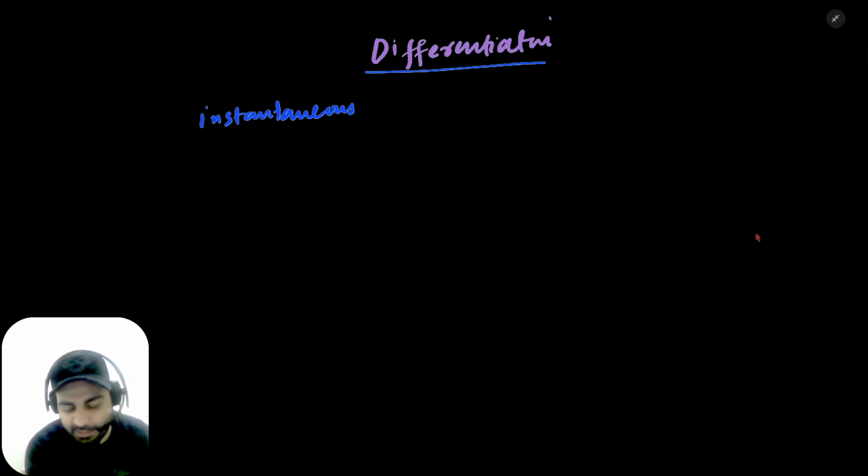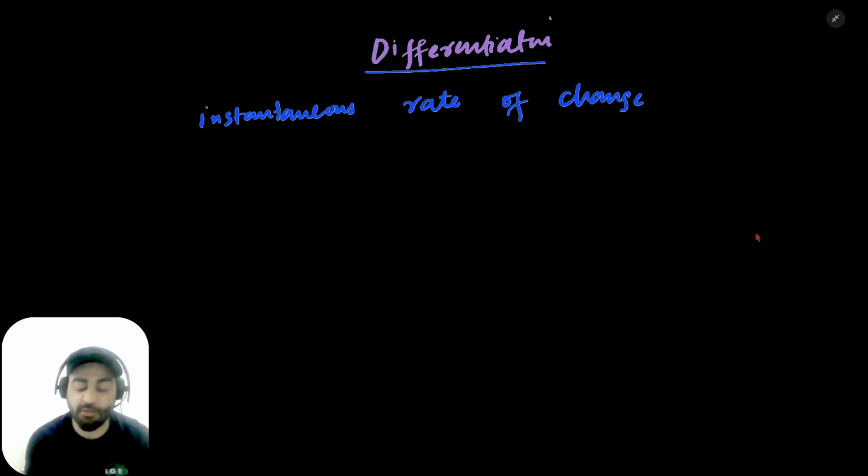Let's tackle this problem of differentiation now. If you see any textbook, there you will find what differentiation is defined as. It will define something like instantaneous rate of change. The first thing I want you guys to find is that this instantaneous and this change, they have a problem with each other.